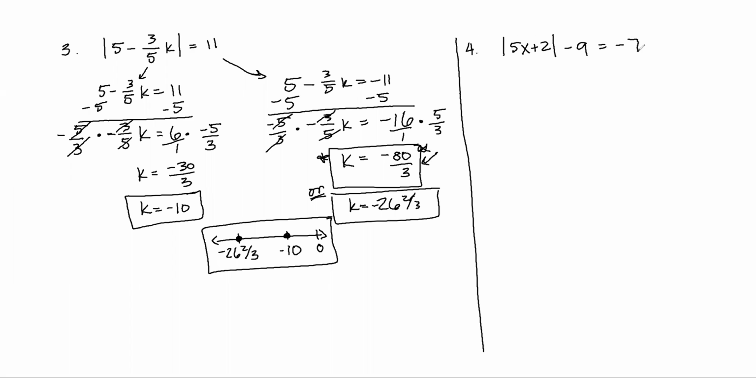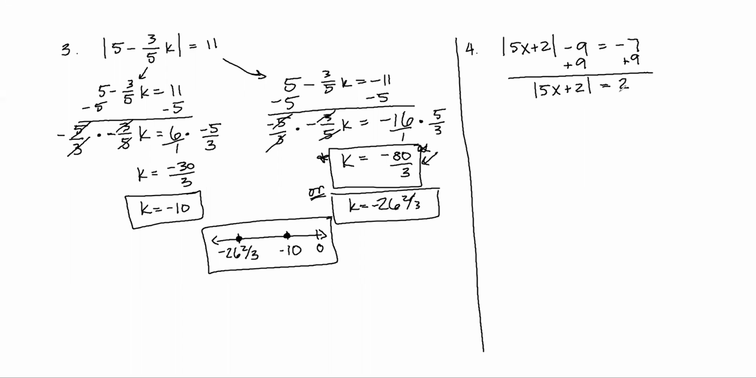Couple things to notice here is that the right-hand side is negative, which we'll see some special cases later when we have a negative on the right-hand side. This is not a special case because what we're going to do first actually is get the absolute value by itself. So first thing I'm going to do is add 9 to both sides. So we have the absolute value of 5x plus 2. Remember, we didn't split up the equation yet. All we did was move the 9. So the absolute value is still there, equals positive 2.